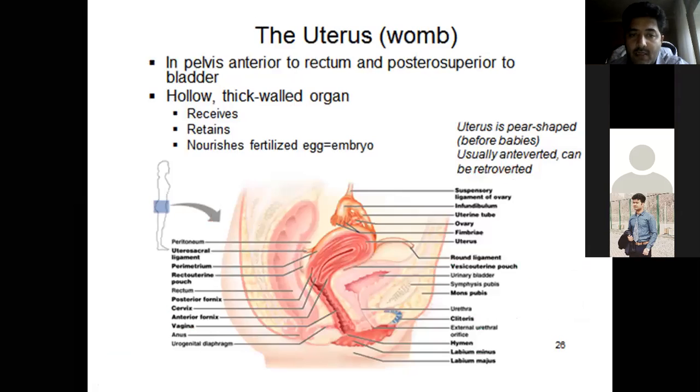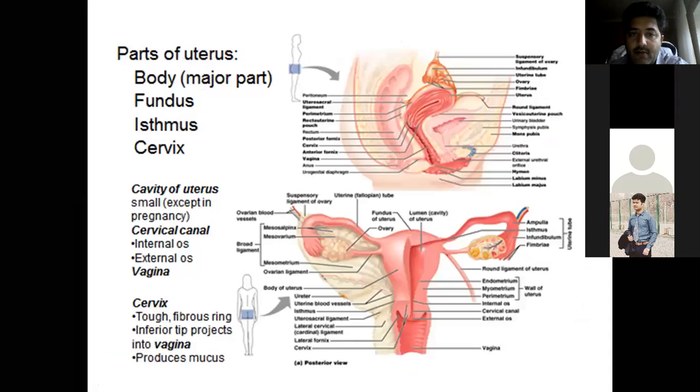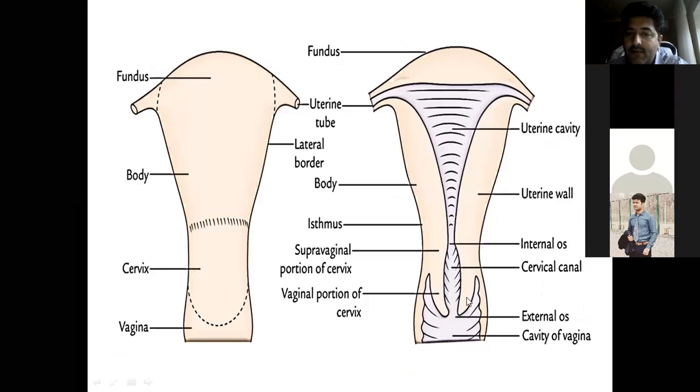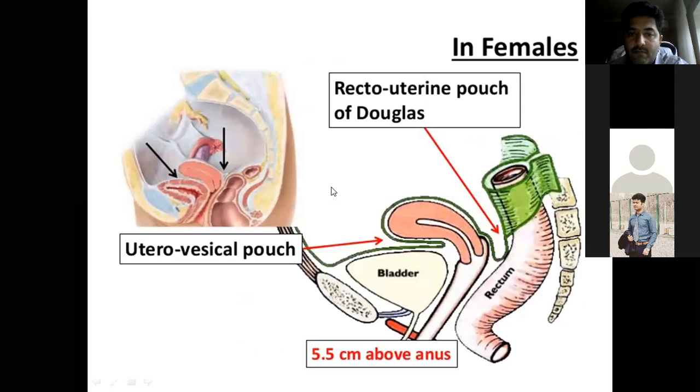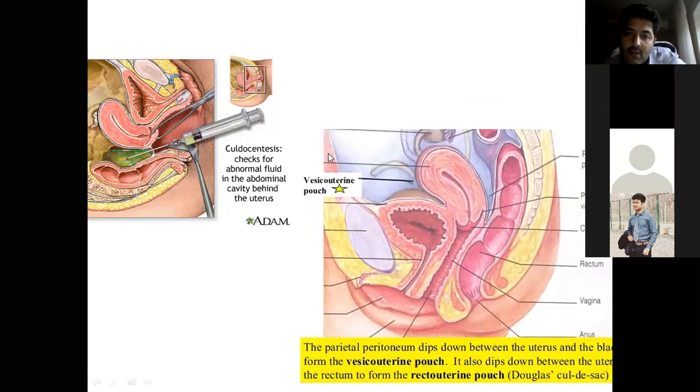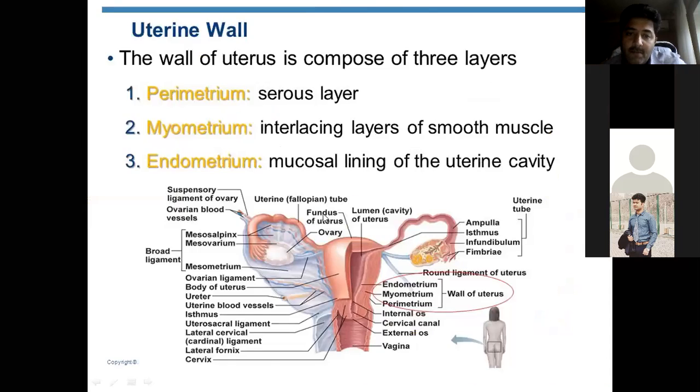I want to show you one diagram. Wait for 1 second. This is clear to everyone. See here, these are the fornix. Cervical canal, external os, internal os. Okay. See, these are the pouches. Okay. Posterior fornix, uterovesical pouch, Douglas pouch, culdocentesis process. Okay.